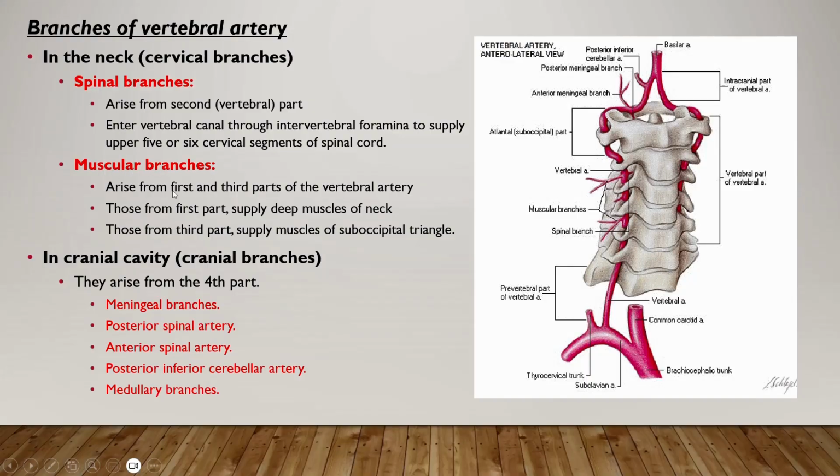Then there are muscular branches. They arise from the first and third parts of the vertebral artery. The first part is here, as I mentioned, present in the scalenovertebral triangle, and the third part is present in the suboccipital triangle. They supply the deep muscles of the neck, and the third part also supplies muscles of the suboccipital triangle. Then in the cranial cavity, the fourth part gives meningeal branches, the posterior spinal artery, the anterior spinal artery, PICA, that is the posterior inferior cerebellar artery, and some branches to the medulla, known as medullary branches.